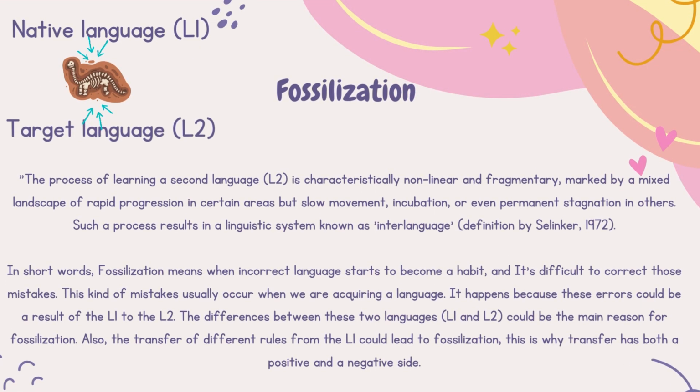Moving to fossilization. The process of learning a second language is characteristically non-linear and fragmentary, marked by a mixed landscape of rapid progressions in certain areas but slow movement, incubation, or even permanent stagnation in others. Such a process results in a linguistic system known as interlanguage. In short, fossilization means when incorrect language starts to become a habit and it is difficult to correct those mistakes. These kinds of mistakes usually occur when we are acquiring a language.